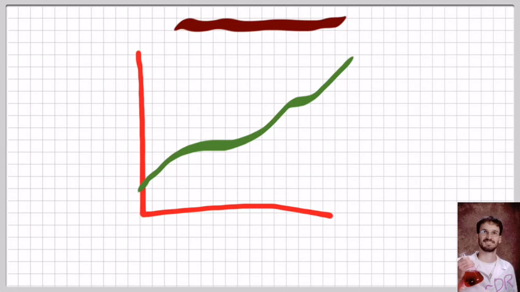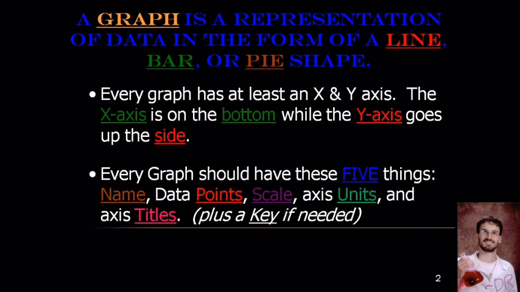But if I do this, now we need a key, because we don't know which line is actually telling us what. So whenever we look at the 5 things that you need on every graph, these are the 5 things that you need always: name, data point, scale, units, and titles. You only need a key when you have more than one line.